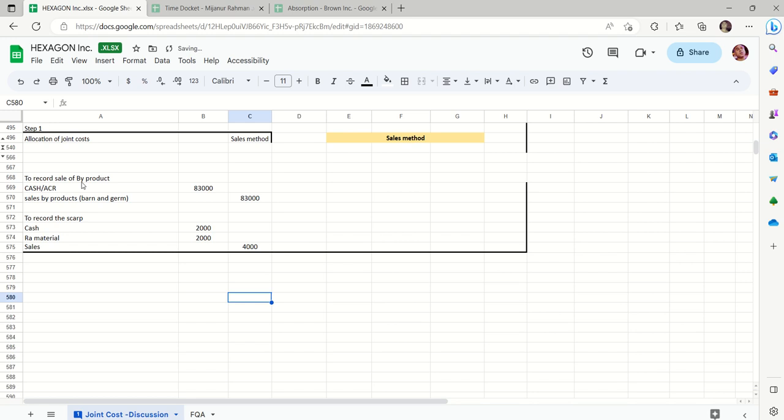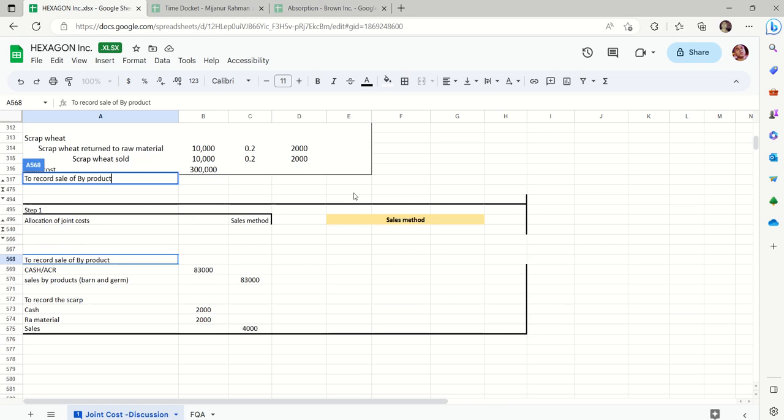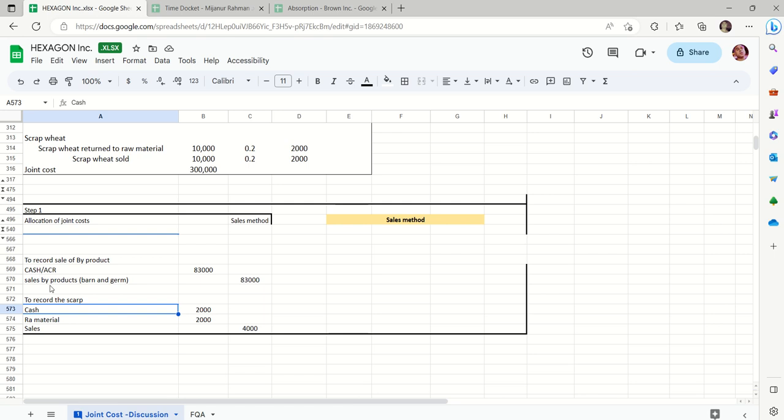Hydro. We move to record the sale of byproduct. So the main products are done. Now we record the byproducts. And how do you do that? Simple. We just simply cash. This is the sales method.